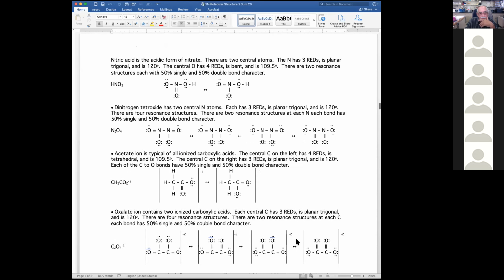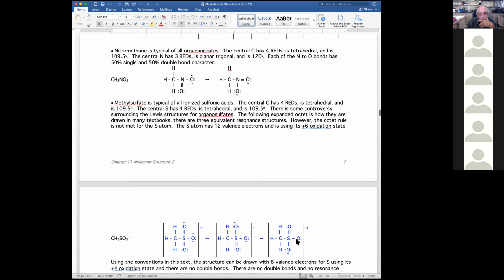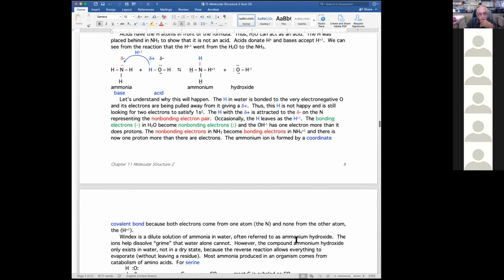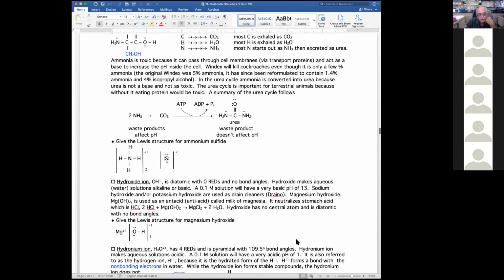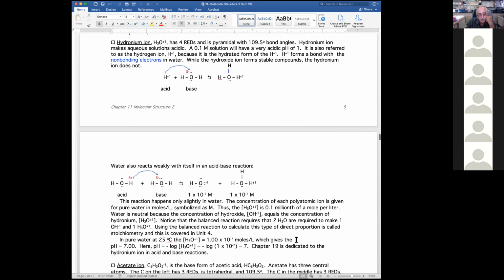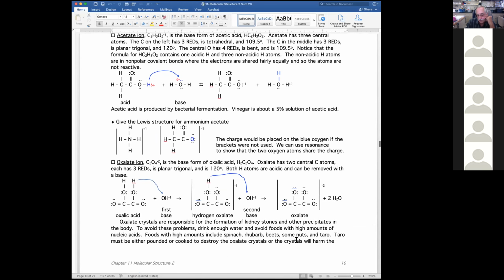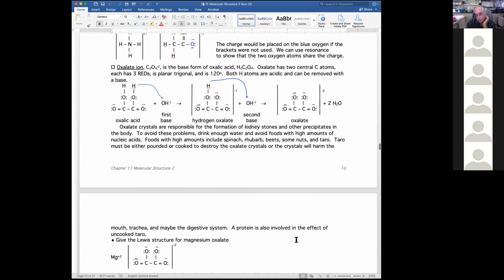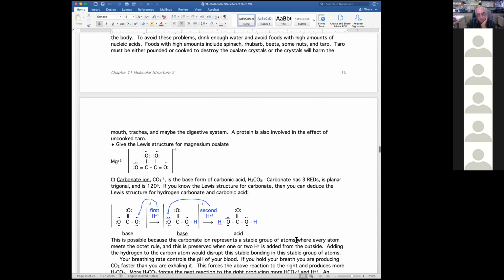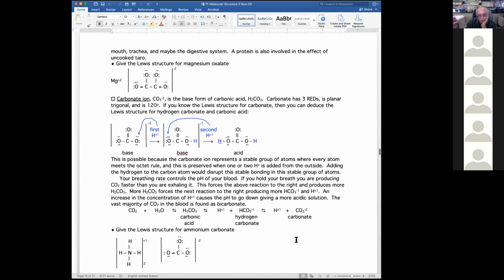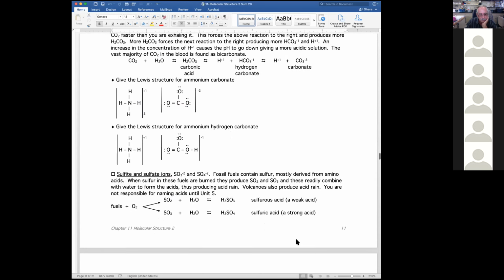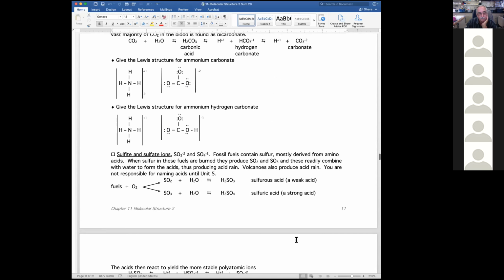So then I went through all the polyatomic ions, and this is just background knowledge. When you get to another chemistry course, you'll be amazed how much this stuff has advanced your understanding. But not much of it's going to be on the exam.